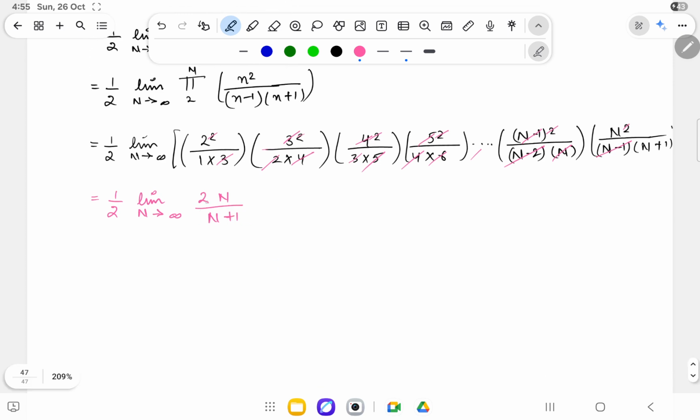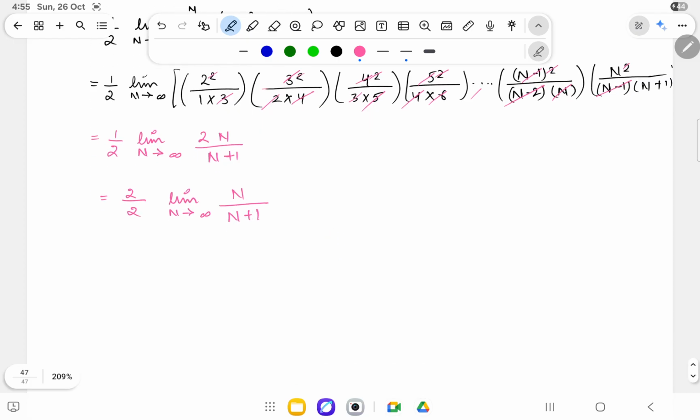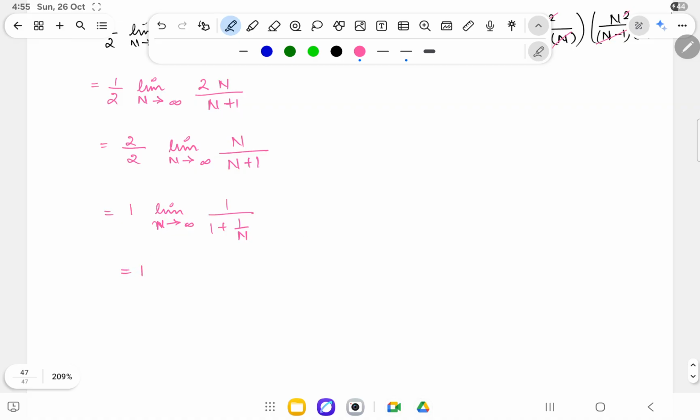Now since this 2 is a constant, we can pull it out of the limit, so it will be 2 by 2 limit capital N approaches infinity n divided by n plus 1. If we solve its limit, it will be equal to 1 limit capital N approaches infinity 1 by 1 plus 1 by capital N, and this limit is equal to 1.